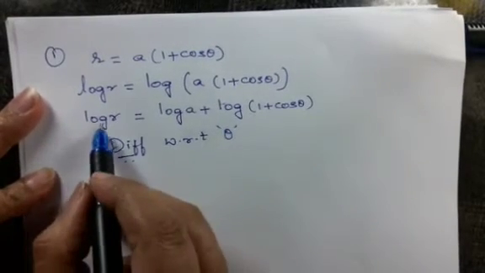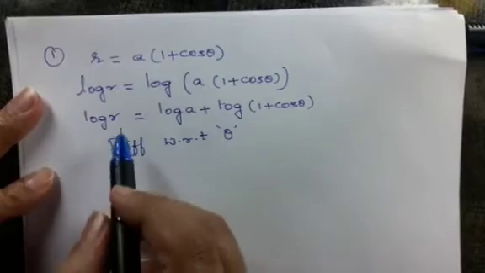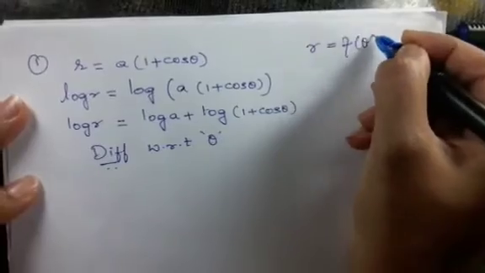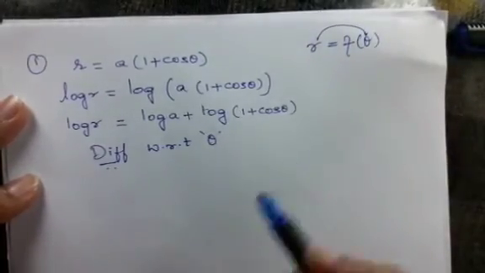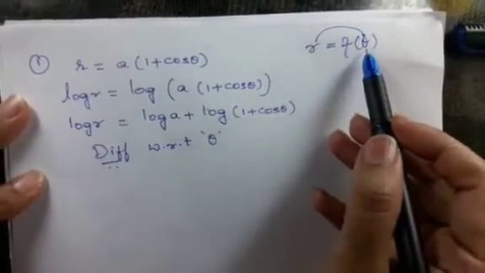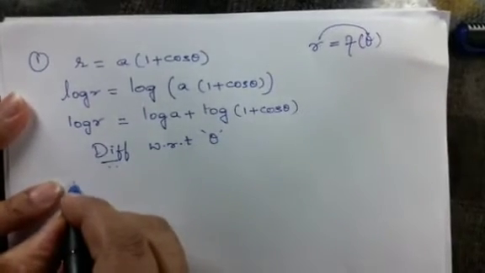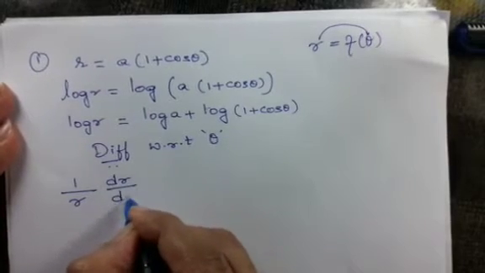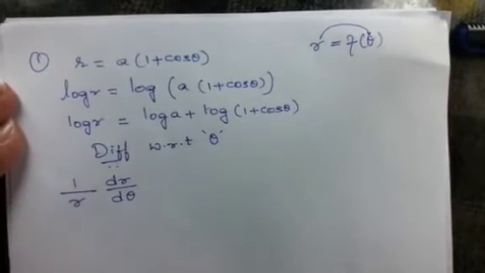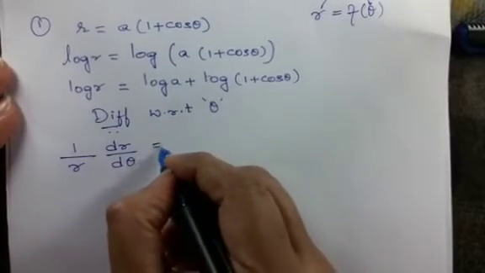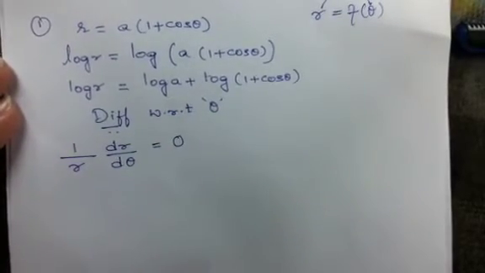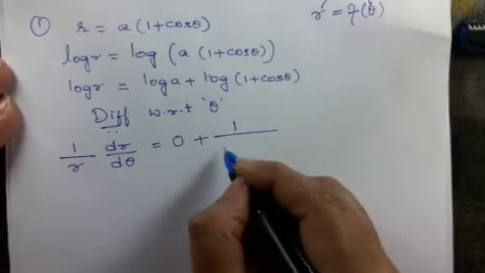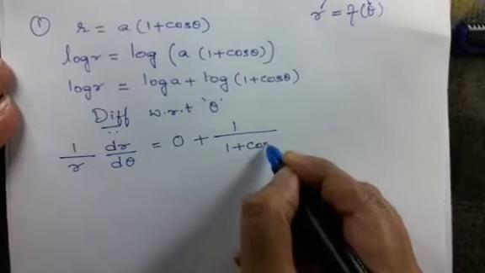Okay, differentiation of log r with respect to theta. You can differentiate r with respect to theta because r is equal to f of theta, right? r always depends on theta. Therefore, log r, if you differentiate, 1 by r dr by d theta, because you are differentiating r with respect to theta, correct? So a is constant, so differentiation of log a is 0. Differentiation of log of 1 plus cos theta is 1 by 1 plus cos theta.